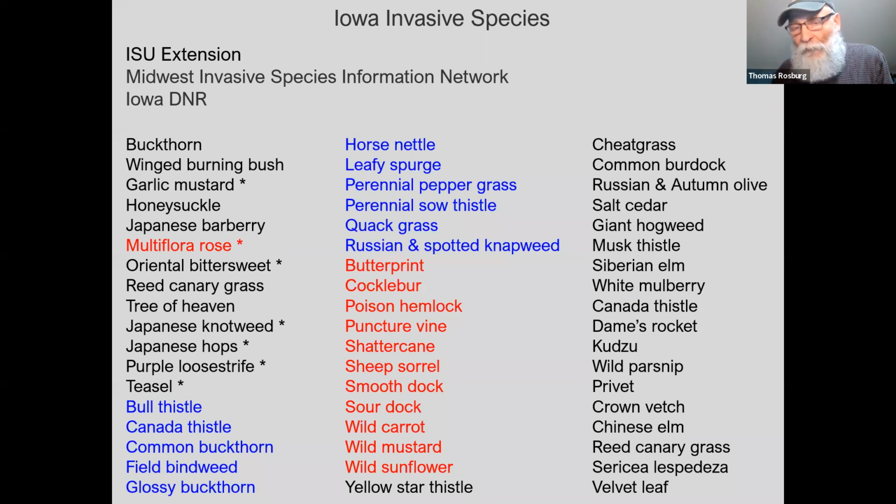So 56 species here. We're going to take a look at 30 species tonight. That's probably enough for us to try to handle in one evening. And many of them are on this list. There's some additional species that I'm going to be talking about that aren't on this list. So again, there's probably still several more that need to be on this list.